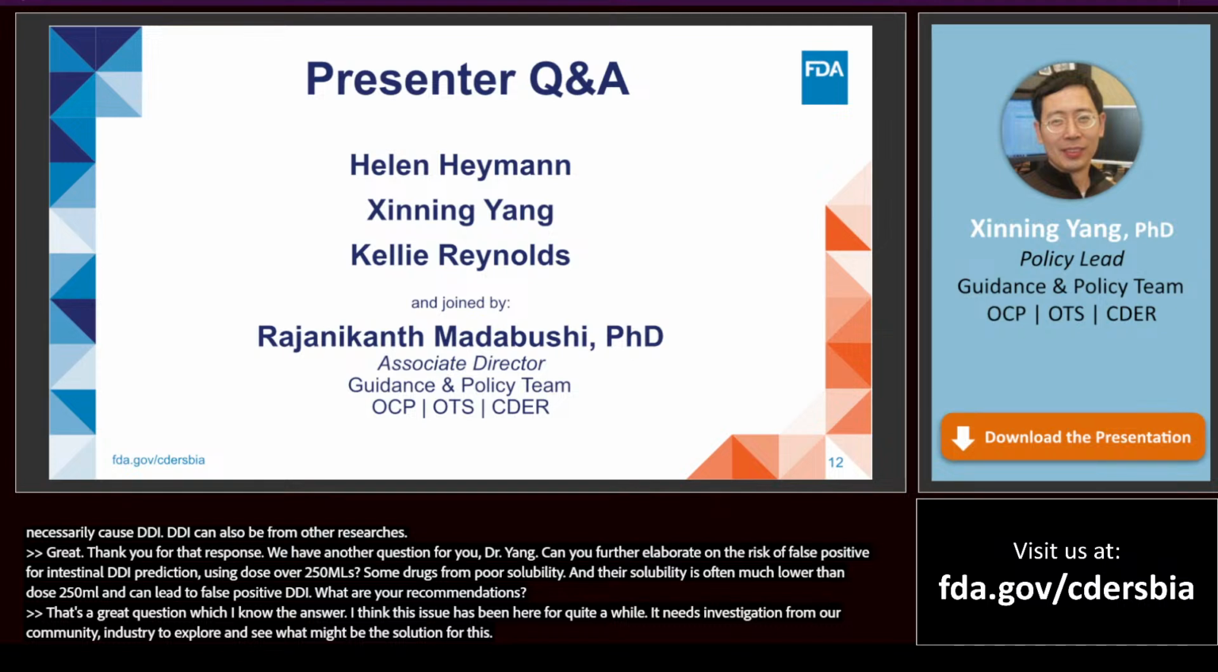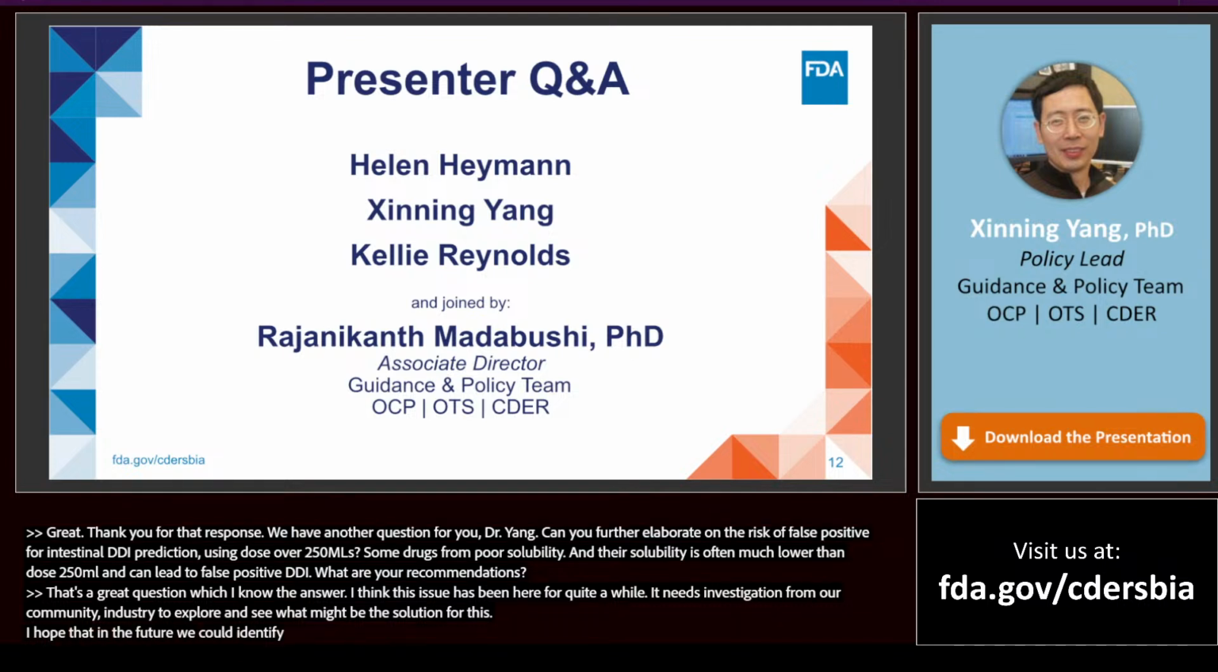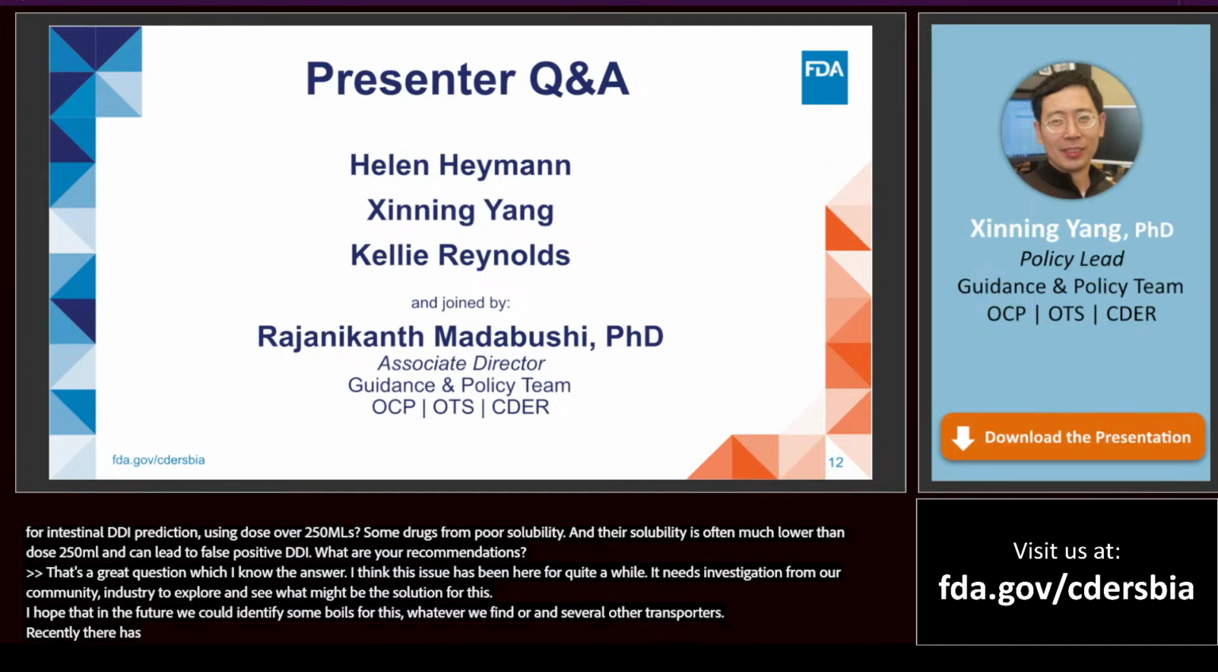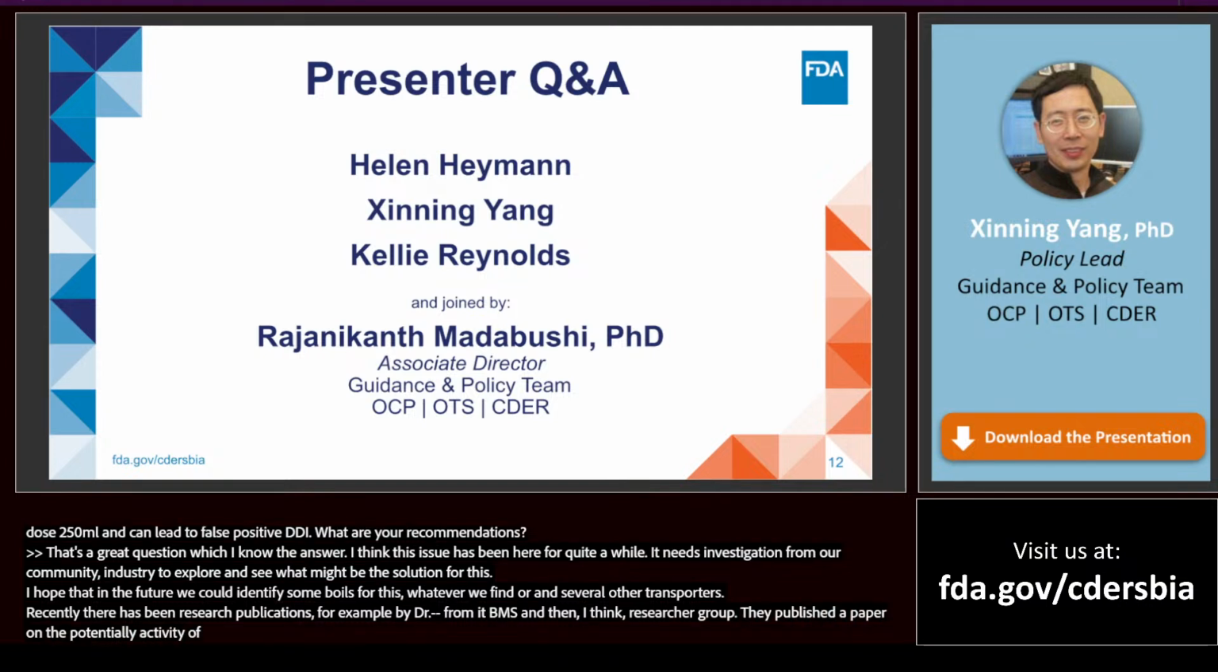I hope that in the future we could identify some endogenous biomarker for BCRP or PGP, just as what we found for OATP1B and several other transporters. Very recently, there have been some research publications, for example, by Dr. Hong Shen from BMS and, I think, a Finland researcher group. They published a paper on the potential utility of riboflavin as an endogenous biomarker for BCRP.